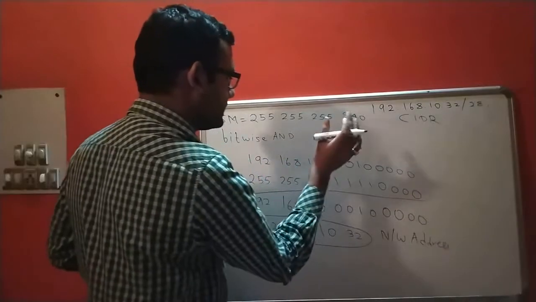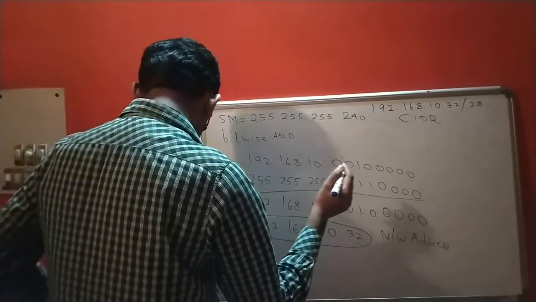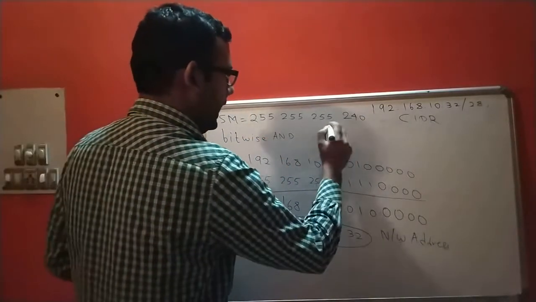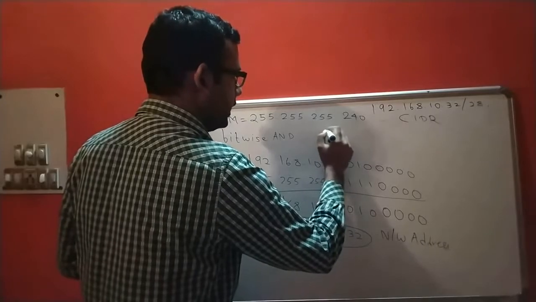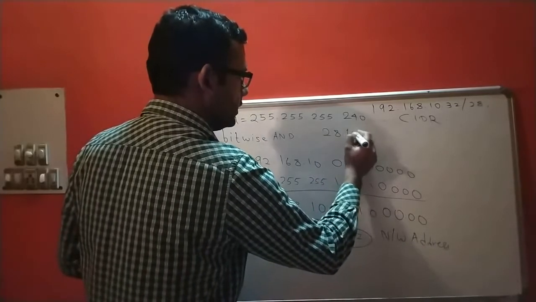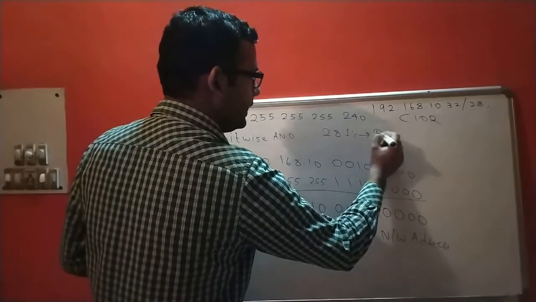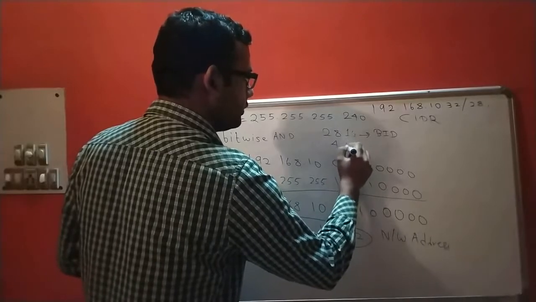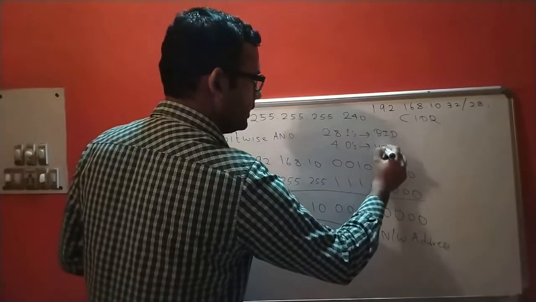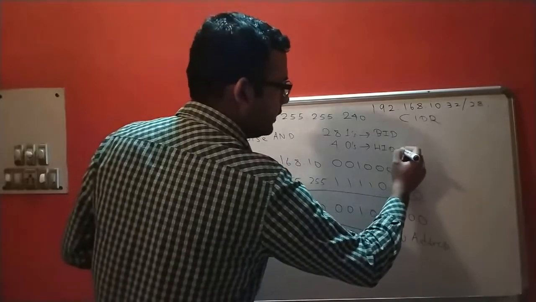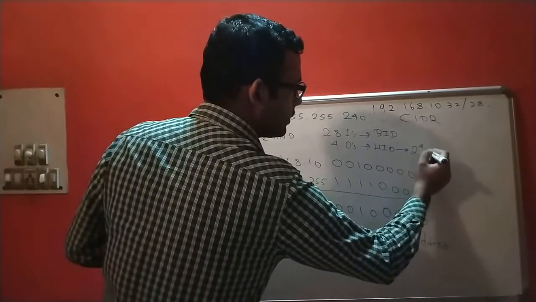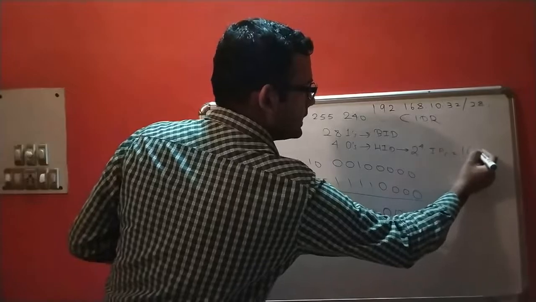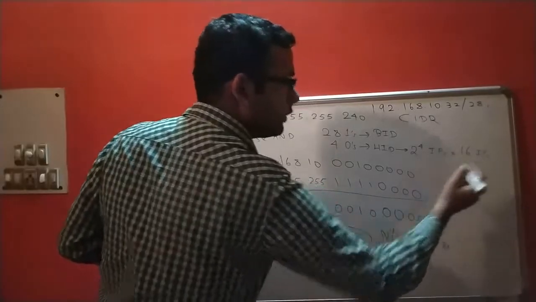How many bits do I have in my subnet ID? See, this is 28 bits. There are 28 bits in my network ID. This is IPv4. I have a total of 28 ones, which represent my block ID or network ID. And how many do I have in my host ID? I have 4 zeros in my host ID. So 4 zeros in my host ID will give me a total of 2 to the power of 4 IP addresses. That will be 16 IPs.